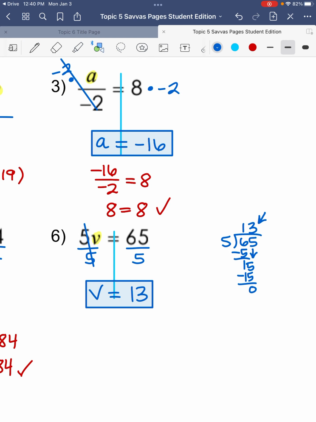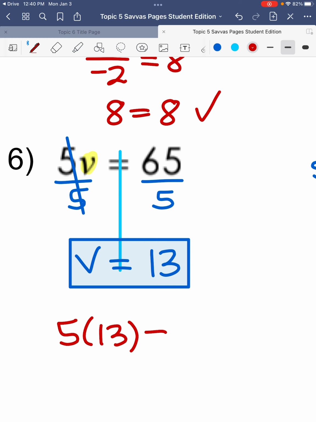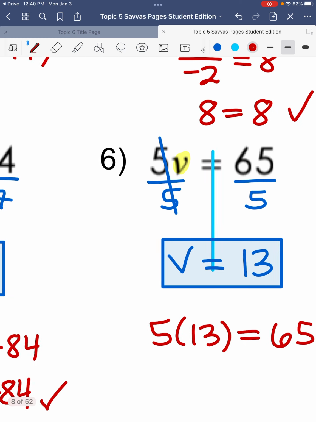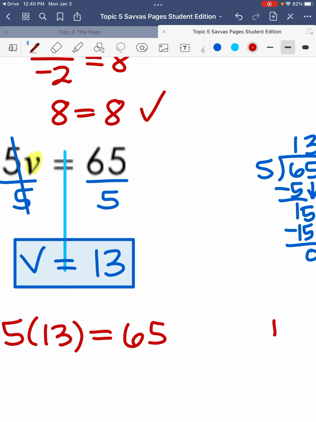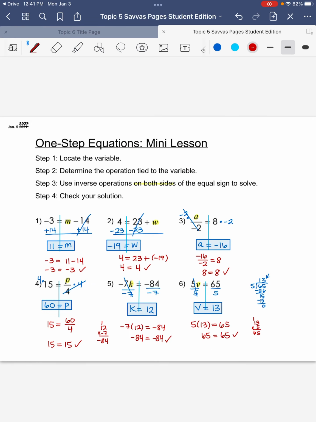Now how do we check that? Well, we plug in 13 for v and simplify. So we have 5 times 13 equals 65. And we'll just double check over here. 13 times 5. 5 times 3 is 15. 5 times 1 is 5. Plus 1 is 6. So 65 equals 65. Our answer is correct. That's the end of this mini lesson.